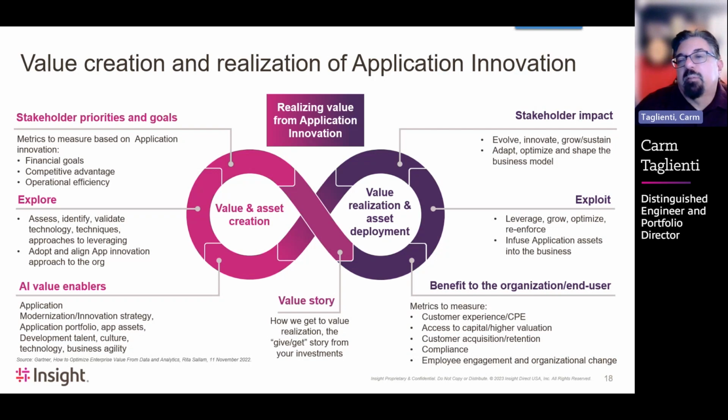effectively just looking at growth of the business, or adoption or optimization within the context of your overall business model. And then the benefits to the organization and to the end user is really one that I like to focus on, because this is where you can actually measure the expected outcomes. So we might have gone through this entire framework, but how do we know whether or not we had an impact? Well, if the target audience is the customer, we can do things like measuring customer experience or CPEs.